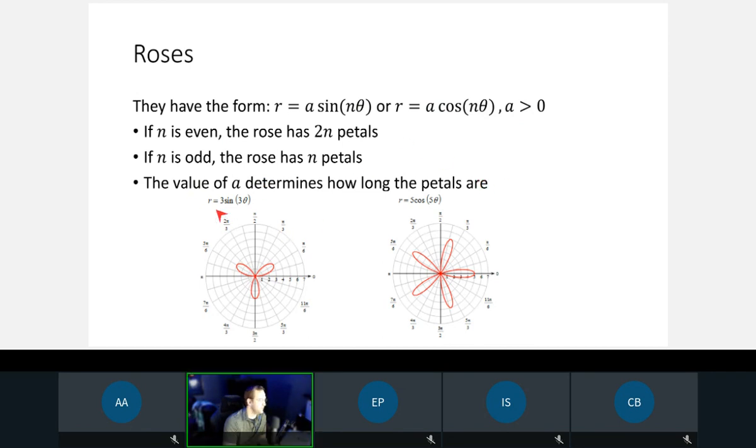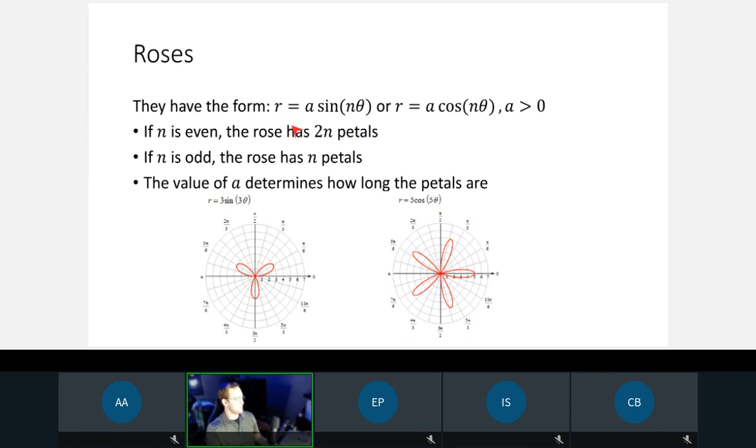So you can see, when a is 3, your petal length is 3 units. So they're all a radius of 3. Our value is 3, that's this value here. So when this is a 5, the length of each petal is 5 units. So that's super easy. There's no special math you have to do to pull those out. So that's nice.